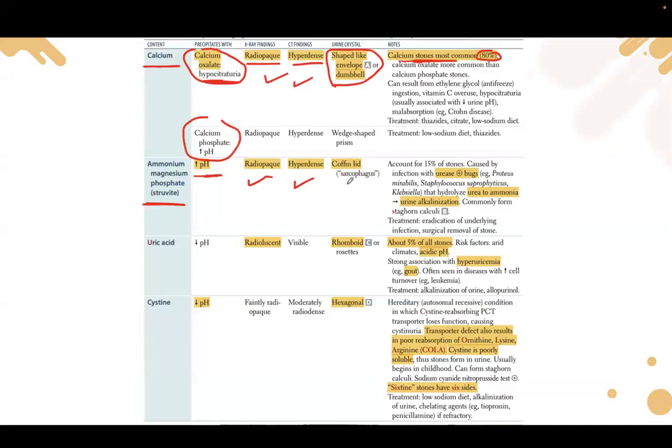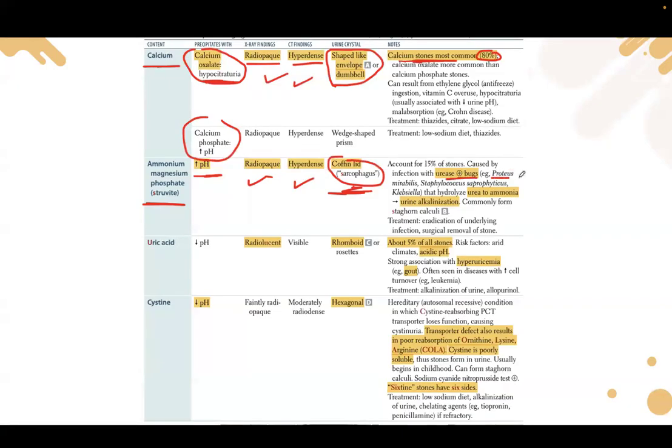And then we have the coffin lid urinary crystals. It's important once again to know the description because you might get them in any of the questions in OSPE or in the MCQs. Why does it happen? It's because of an infection with urease positive bugs.